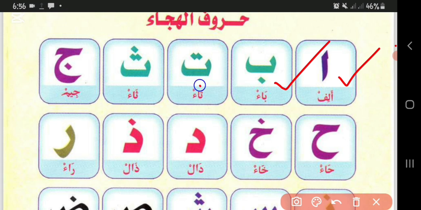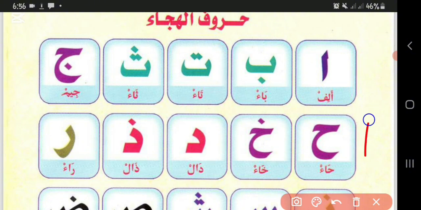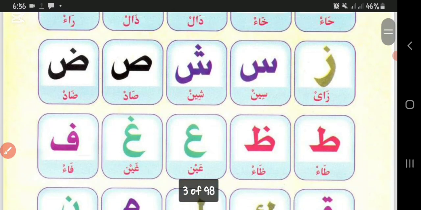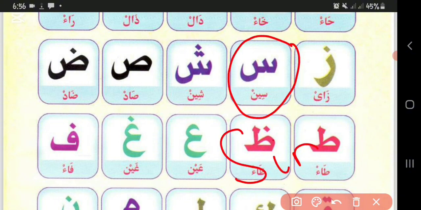Alif, Ba, Ta, Tha, Jim, Ha, Kha, Dal, Dal, Ra, and Zay. Now, the next one is Sin. When you want to pronounce the letter Sin, you make your teeth touch each other, placing one on the other, just as if you want to laugh. Sin, sin, sin.